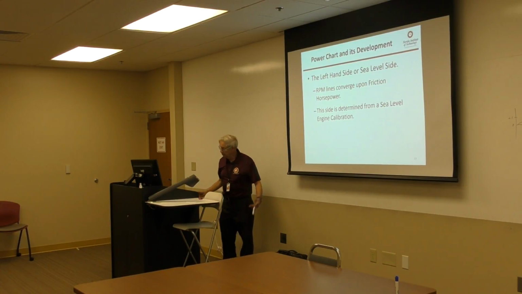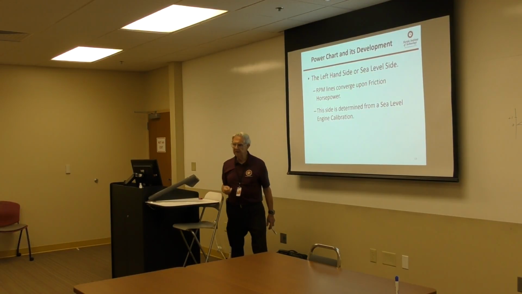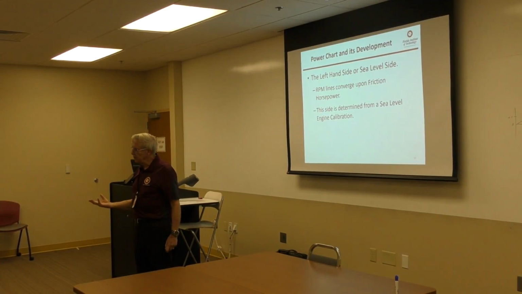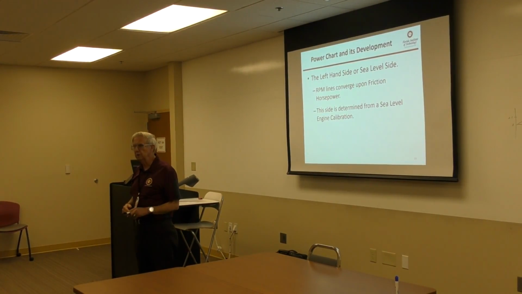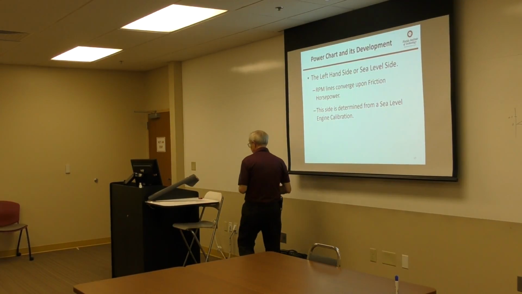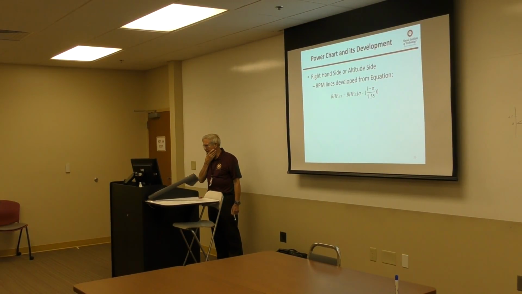Okay, so we've got a left-hand side, which is determined on the ground. The right-hand side is calculated from that equation I showed you. And so if your engine manufacturer gives you an engine calibration, you can build your own power chart from that, to use at altitude. Again, those RPM lines on the right-hand side are developed off of this equation.